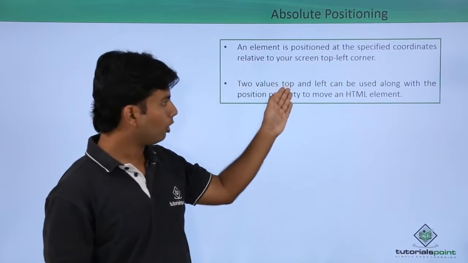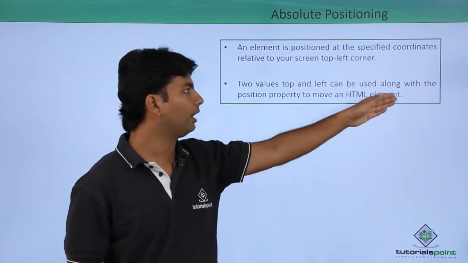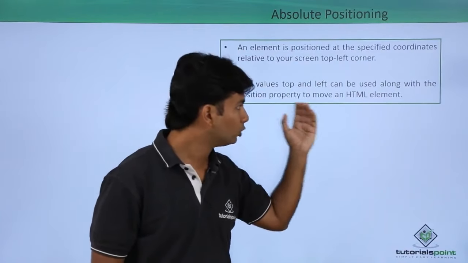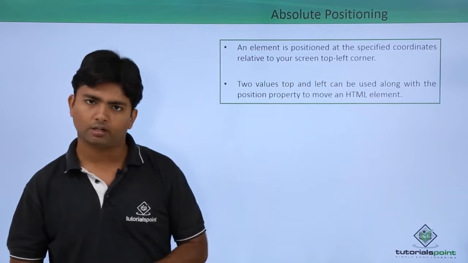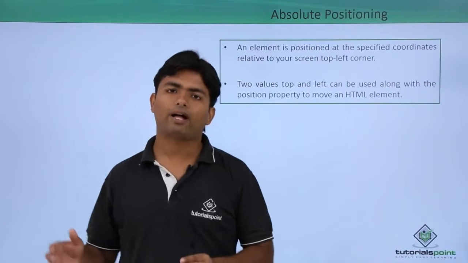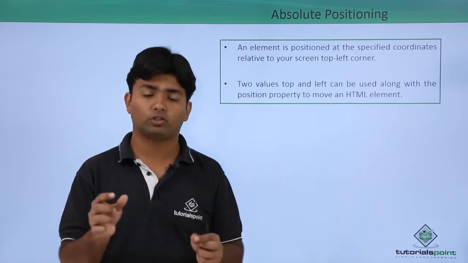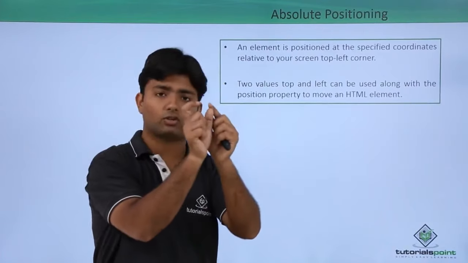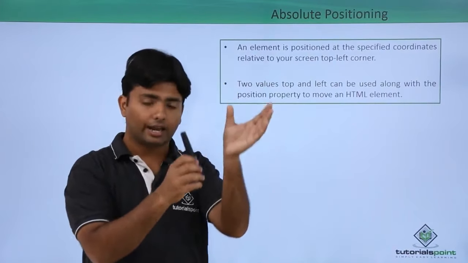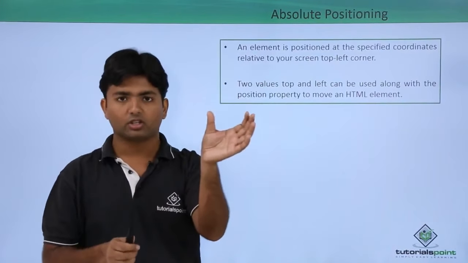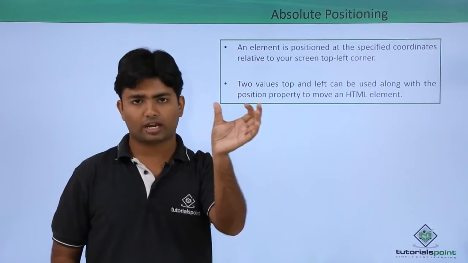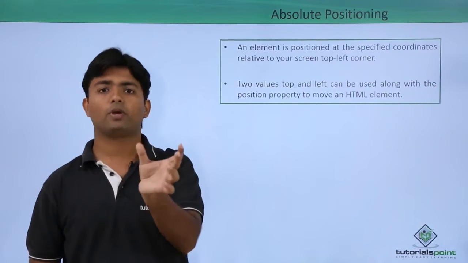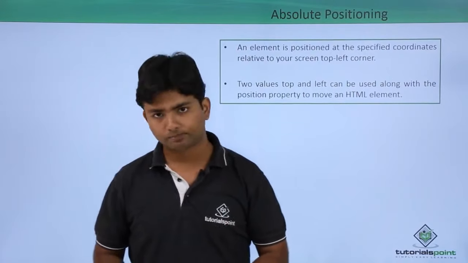2 values, top and left, can be used along with the position property to move an HTML element. For example, if you pass 0, 0 in the absolute position, it will go to the top at the left-hand side, and if you want to make some changes, you can just keep changing the values, that is the left and the top, to put it at a particular position.